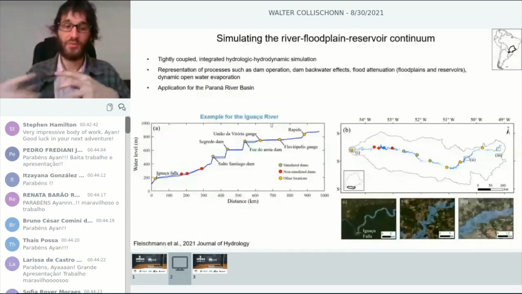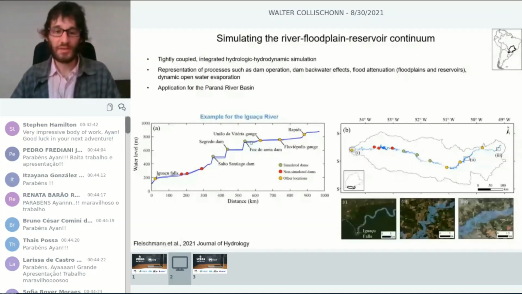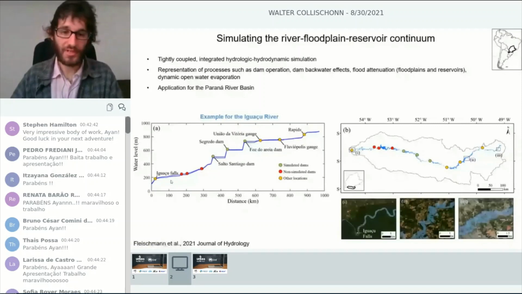So for instance, if you look at the Iguaçu River Basin in the Paraná Basin, here we have the water levels simulated by the models, and we have a whole dam cascade. So we have many dams along the river, but we also have rapids, we have the Iguaçu Falls, we have important floodplains. And the big question here is that we need to have a tightly coupled integrated model that is able to simulate all these integrated processes.